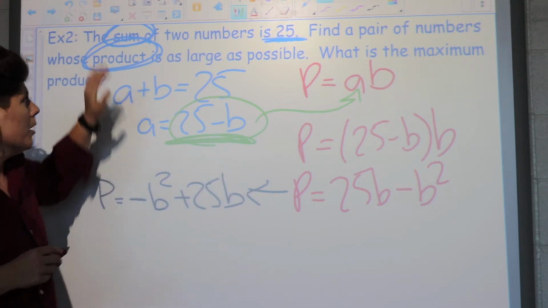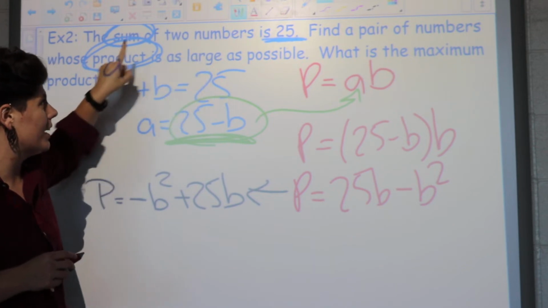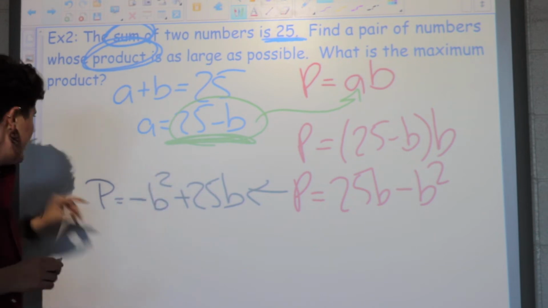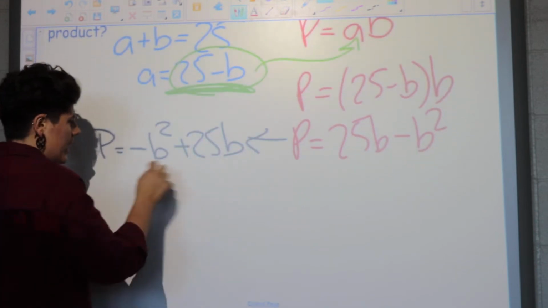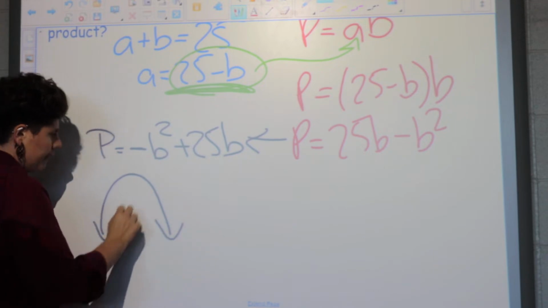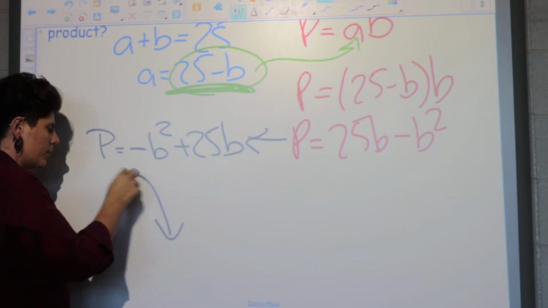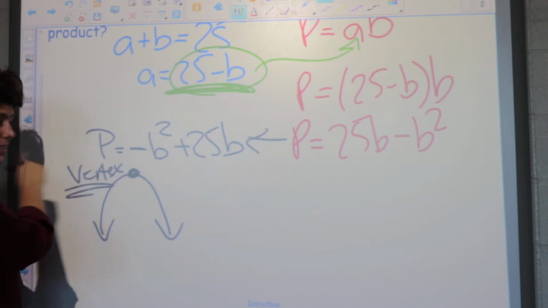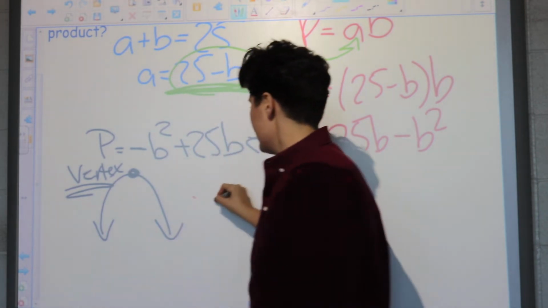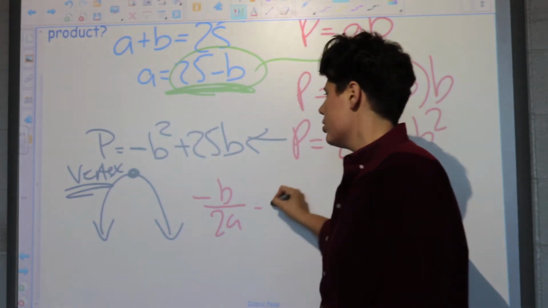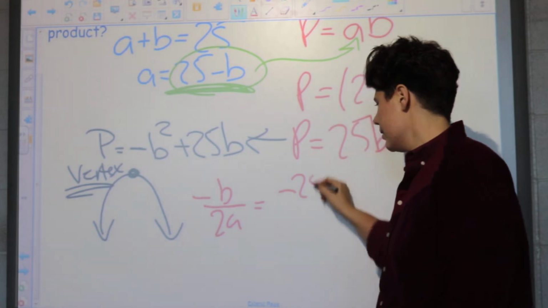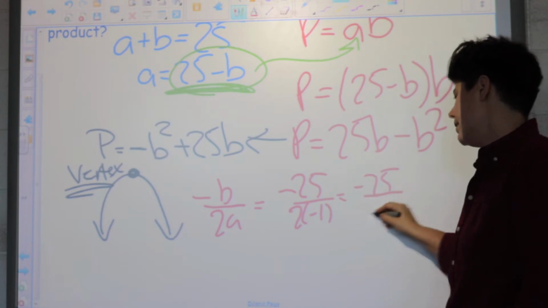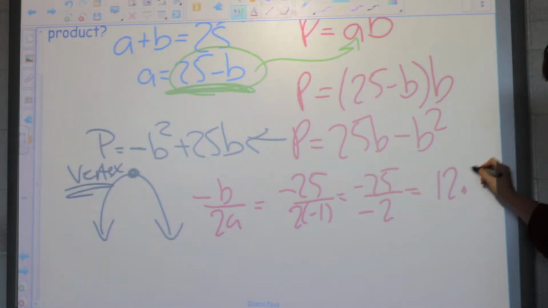The question asked me for as large as possible. I want a product that is as large as possible. Well, look at what you have here. Negative B squared. I have a quadratic whose leading coefficient is negative, so it is face down. If I want the largest possible product, guess what that is again? Hey, it's the vertex. Again, it's not always going to be the vertex, but right now it is the vertex. So I'm going to say negative B divided by 2A, which will give me negative 25 divided by 2 times negative 1, which is negative 25 divided by negative 2, which gives me 12.5.